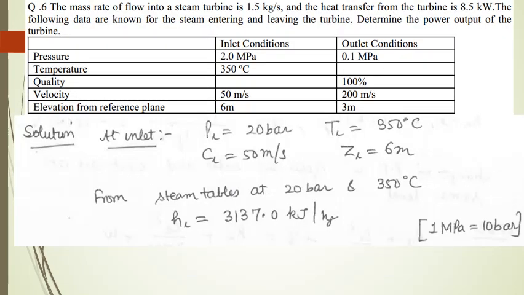The mass rate of flow into a steam turbine is 1.5 kg per second, and the heat transfer from the turbine is 8.5 kilowatt. The following data are known for the steam entering and leaving the turbine. Determine the power output of the turbine.